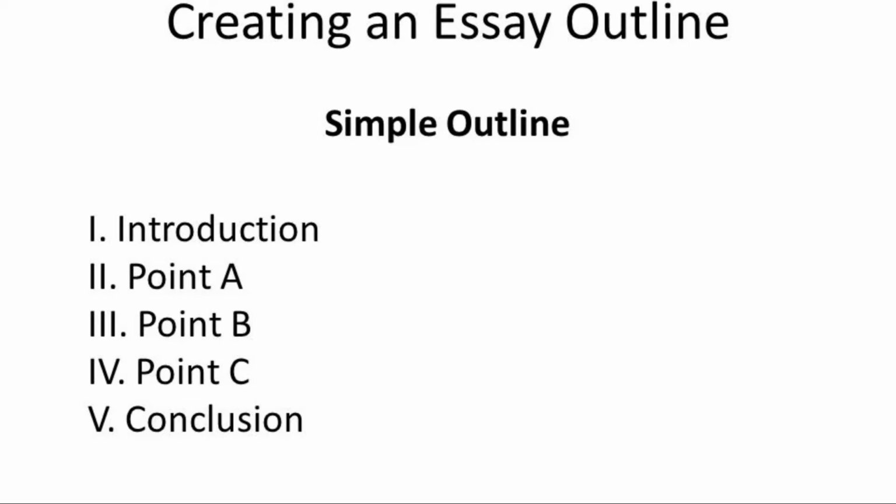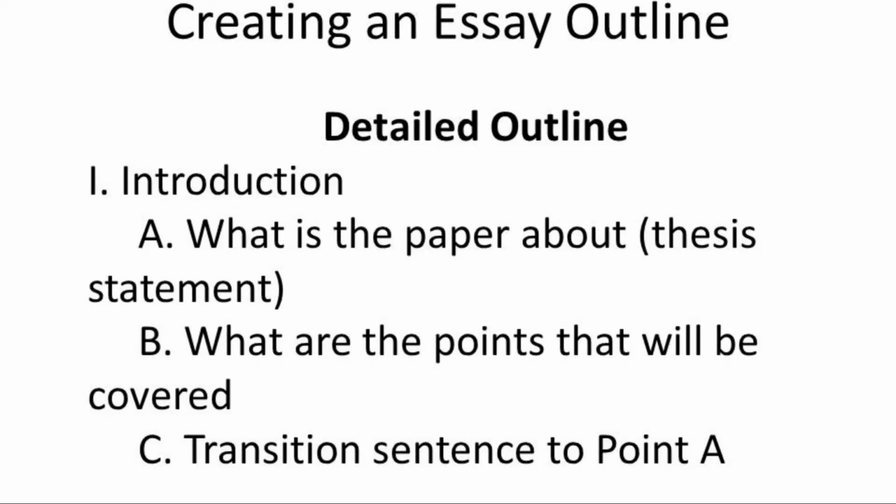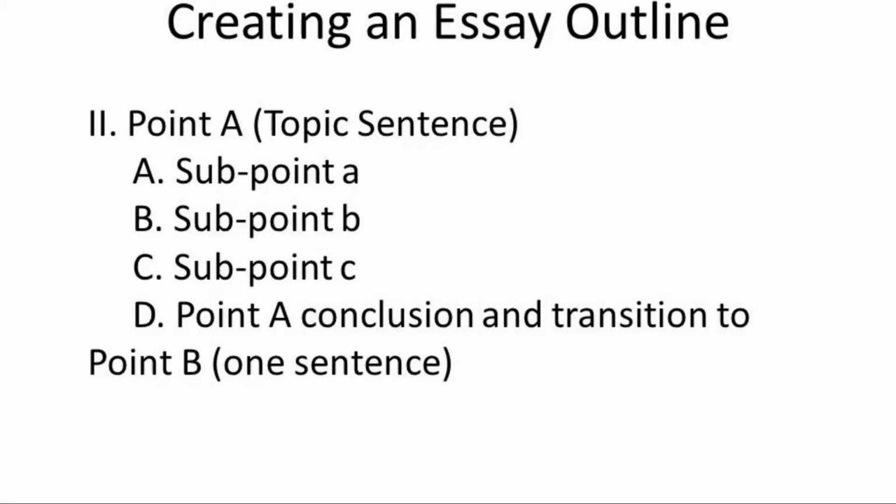Creating an essay outline. Simple outline. I. Introduction. II. Point A. III. Point B. IV. Point C. V. Conclusion. Detailed outline. I. Introduction. A. What is the paper about? Thesis statement. B. What are the points that will be covered? C. Transition sentence to point A.